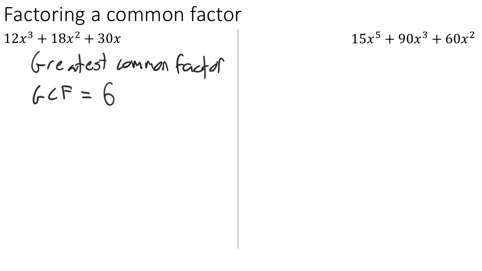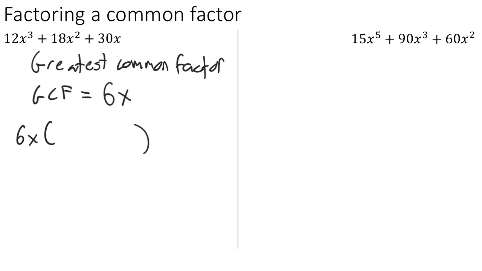For the variable part, we look at each term and we see how many copies of the variable we have in each case. X to the third here means we have 3 x's. X to the second here means we have 2 x's, and x here means we have just 1 x. So what do we have in common? We have one x in each that we can factor out. So x is going to be the variable part of our common factor. So this tells us that our factored expression is going to have 6x on the outside of the parentheses, and then it will have something on the inside.